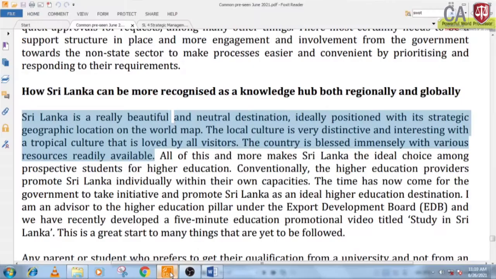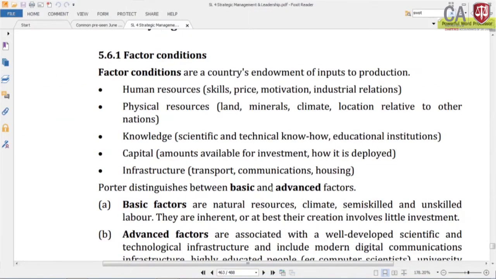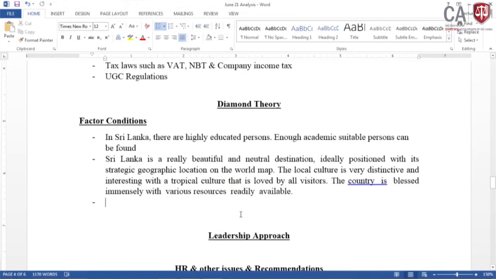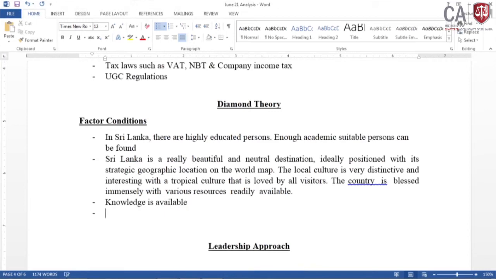Any other thing we can look at under this? Knowledge. Yes, we have the required knowledge. The only thing is the capital infrastructure, which should be developed. Knowledge is available. Infrastructure, what do you think? Infrastructure should be further developed.